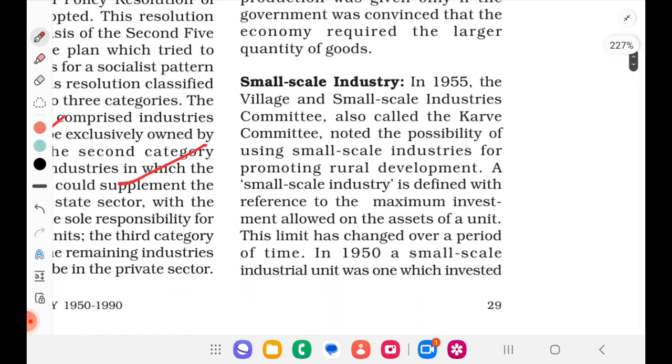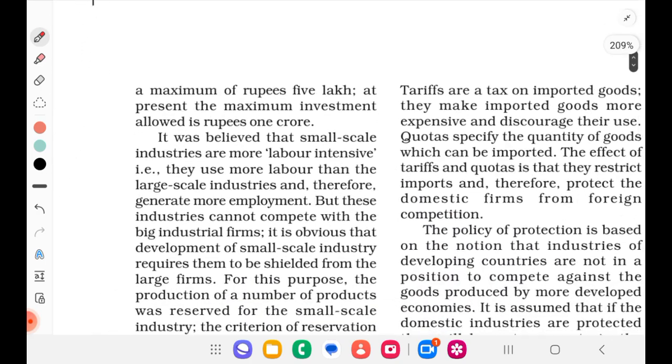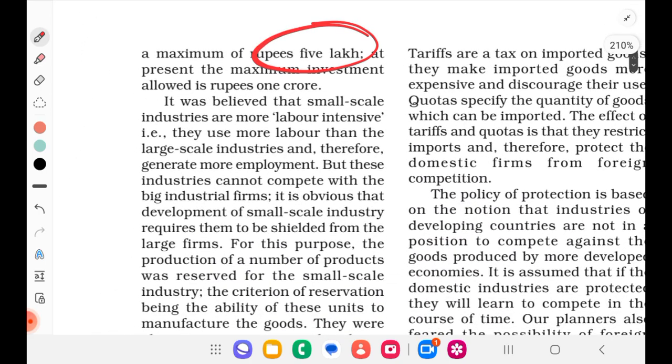In 1955, the Village and Small Scale Industries Committee, called the Karve Committee, noted the possibility of using small scale industry. Small scale industry is defined with reference to the maximum investment allowed on the asset of a unit. This limit was changed over a period of time. In 1950, a small scale industry unit was one which invested a maximum of rupees 5 lakh. At present, the maximum investment allowed is rupees 1 crore.